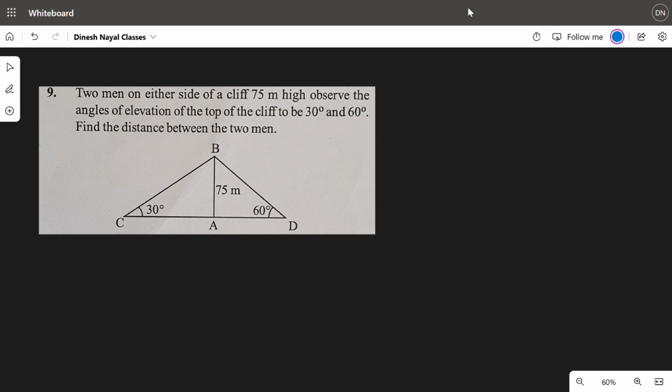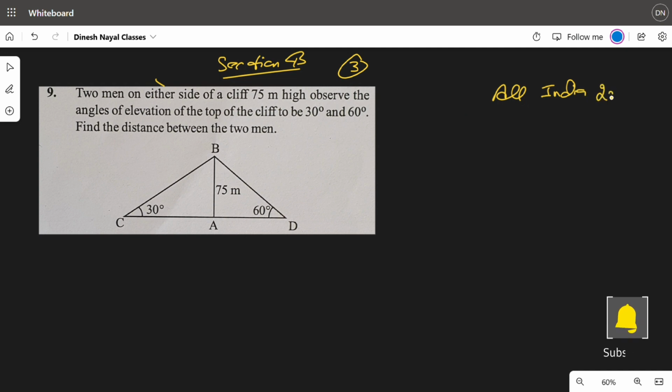So hello students. This is our first question. This is from section B, a 3 marker question. This came in All India of the CBSE board 2022, term 2 exam. This was the question from trigonometry.